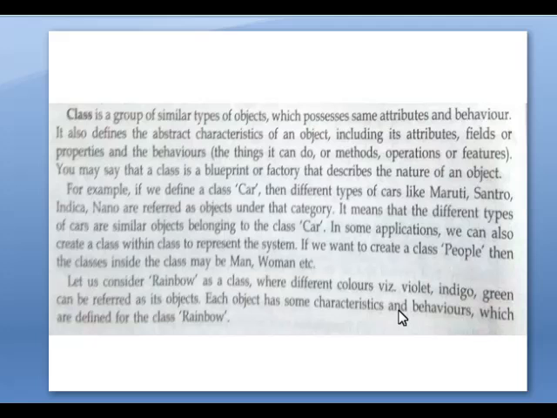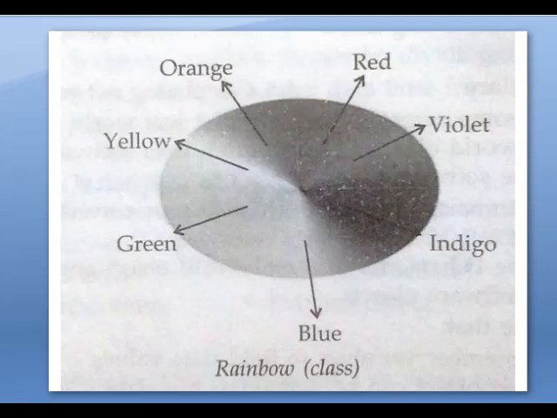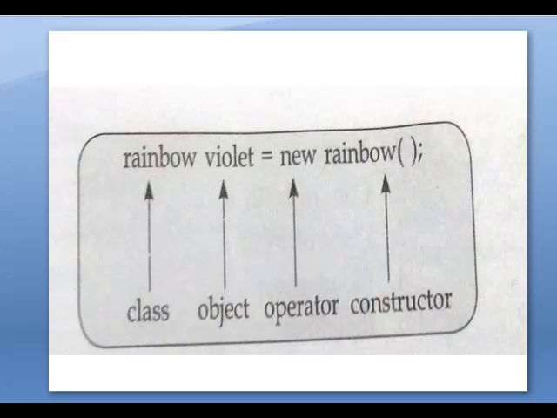The main thing is why the class is called an object factory. It is explained in this paragraph. See, here it is shown. This is the class. Rainbow is a class consisting of these colors. There are 7 colors. Each color has some characteristics and behaviors, but the objects are similar objects. The objects are similar, but their characteristics and behaviors are different. So this is the illustration of creating an object from the class rainbow.